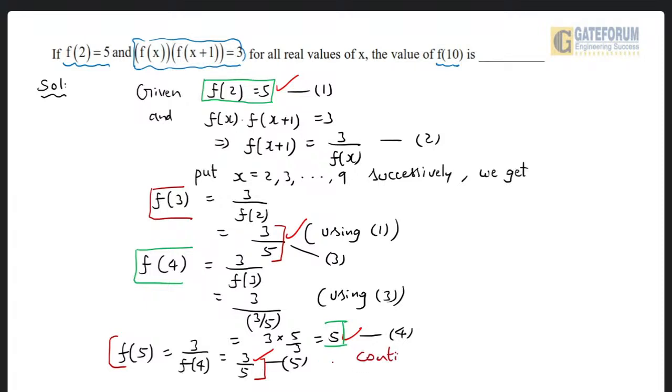So continuing this way, we get directly f of 10, the function value at even number. 10 is even. What is that answer? 5. Okay. Are you following or not? So the answer is 5. This is the end of the question.